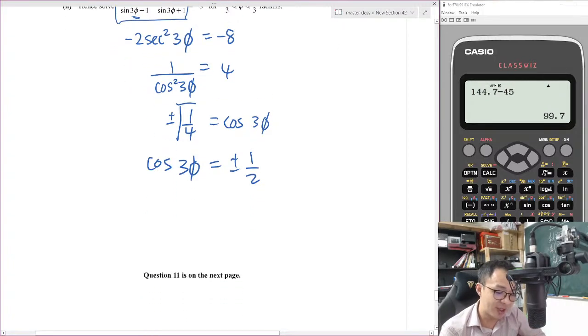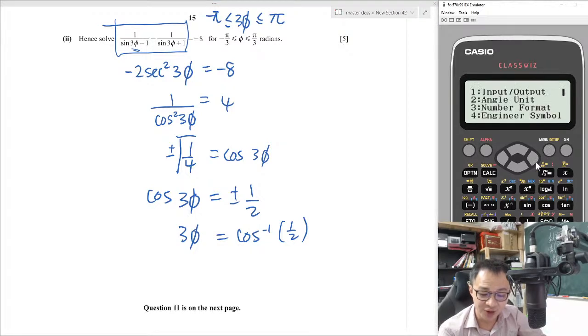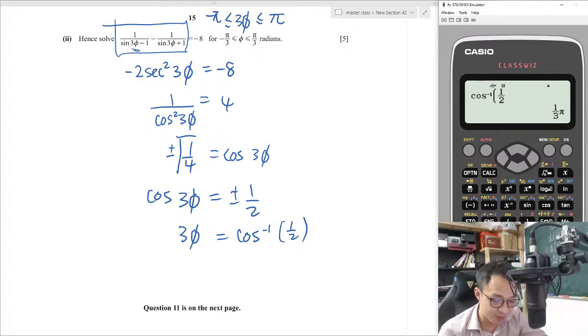Okay, if positive negative 1 over 2, if I move my cos to the other side, cos inverse of positive 1 over 2. I find the reference angle first, so I don't need to write so many. I just do 1 over 2 first. So it should be 60 degrees, but the question doesn't want degrees, the question wants radians. So you change the angle units to radians. So you do shift cos 1 over 2 here. So it's pi over 3.